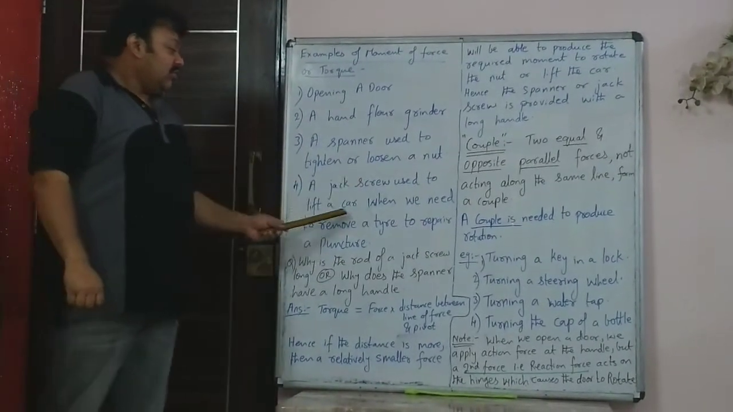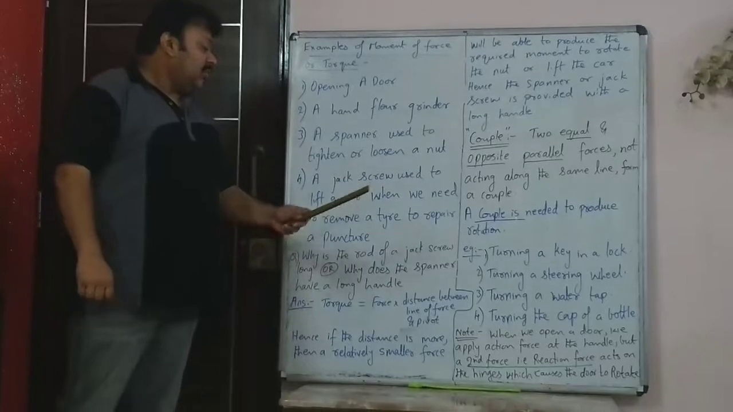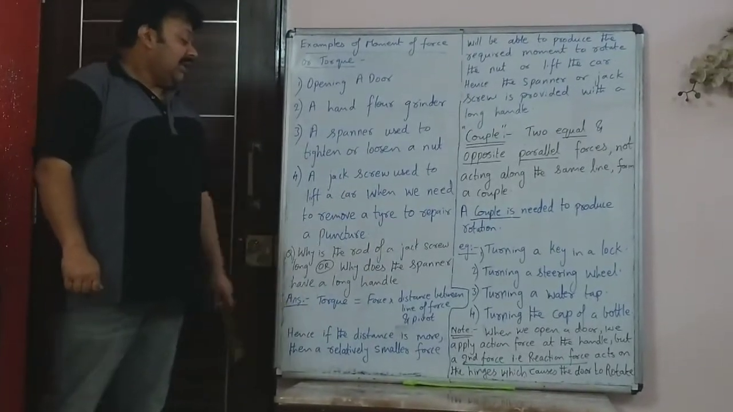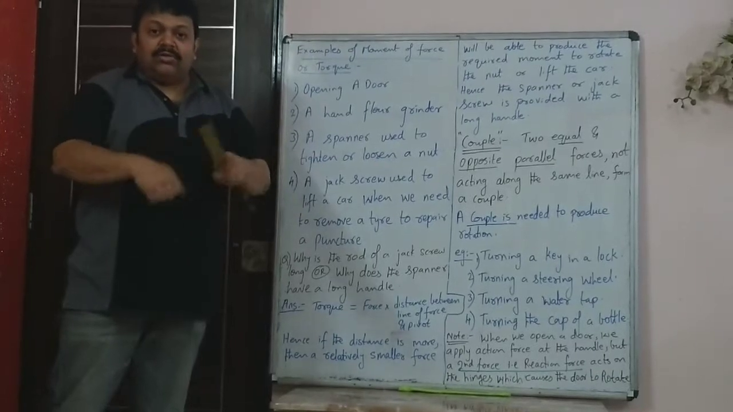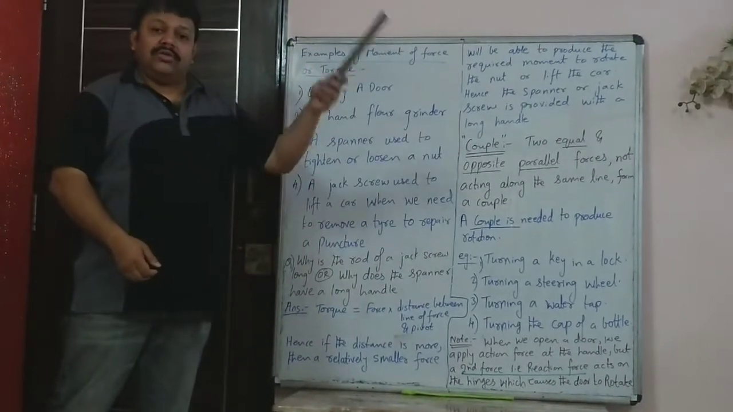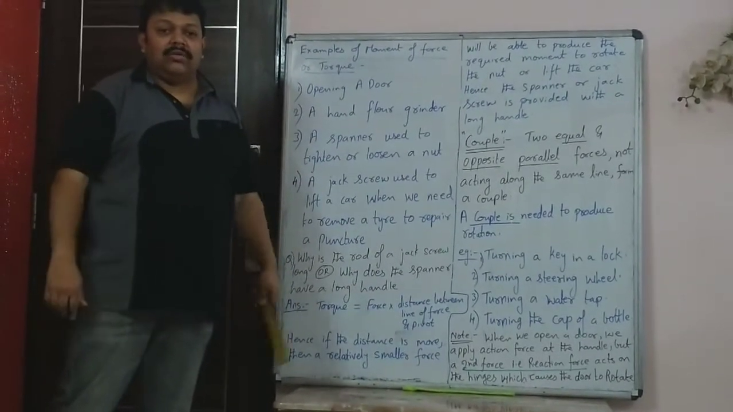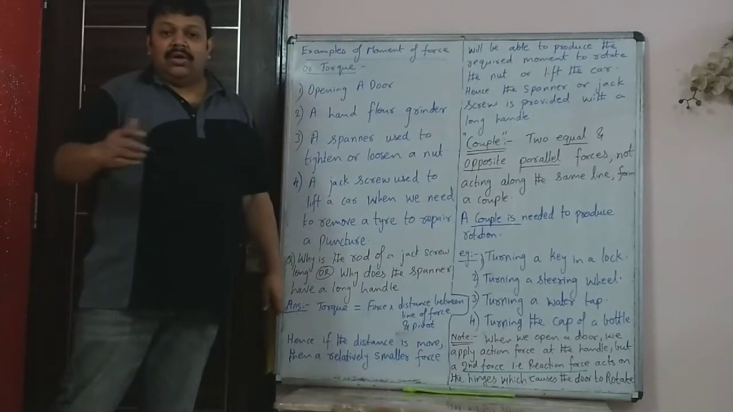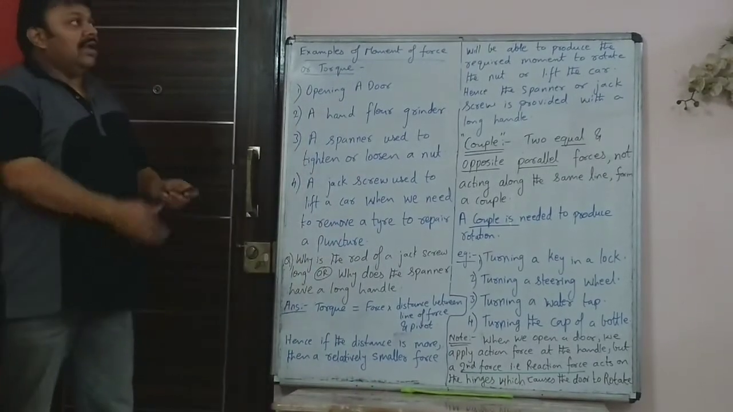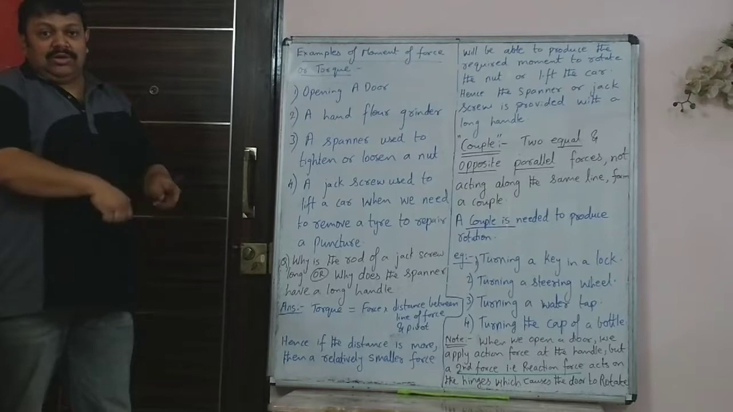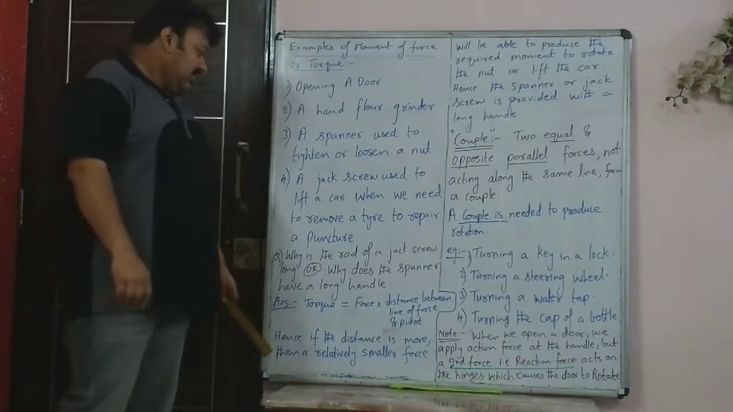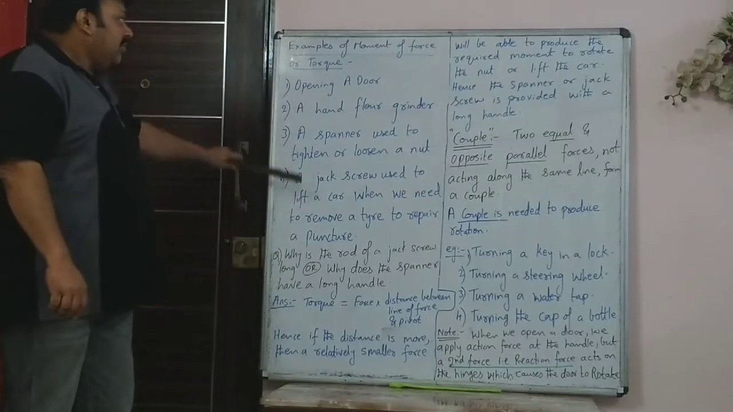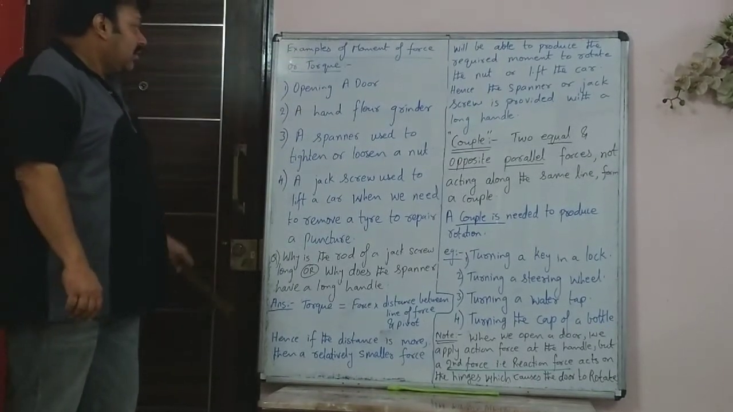A jack screw is used to lift a car when we need to remove a tire to repair a puncture. So with that long rod, by just doing this, 1000 kg or 1400 kg, usually your car would be around 1200 to 1500 kg, gets lifted easily. Basically you are taking a long rod and applying a small force. So these are all examples of moment of force or torque.